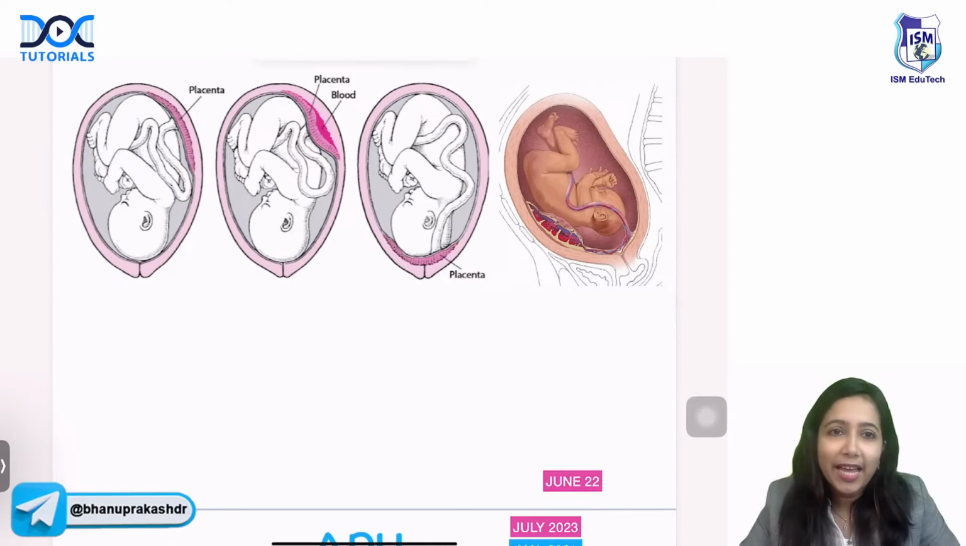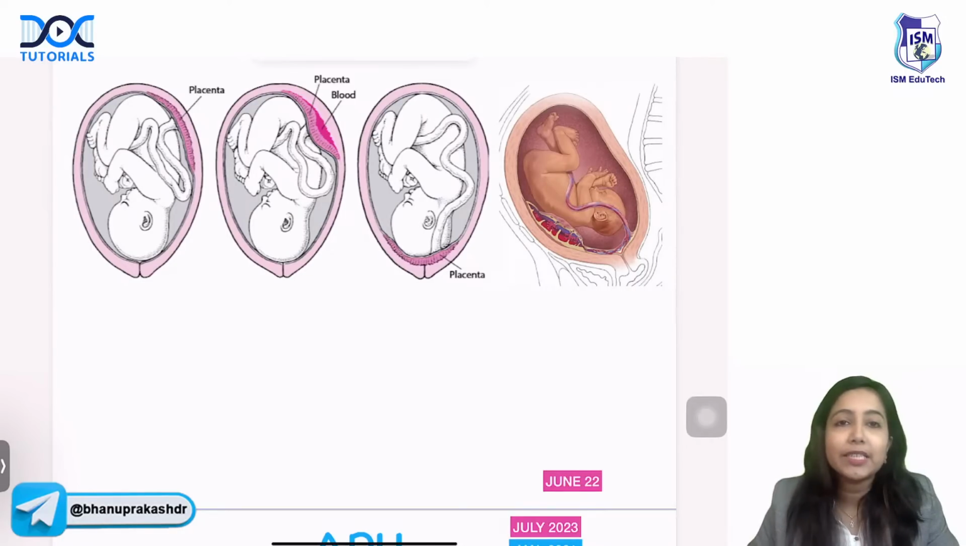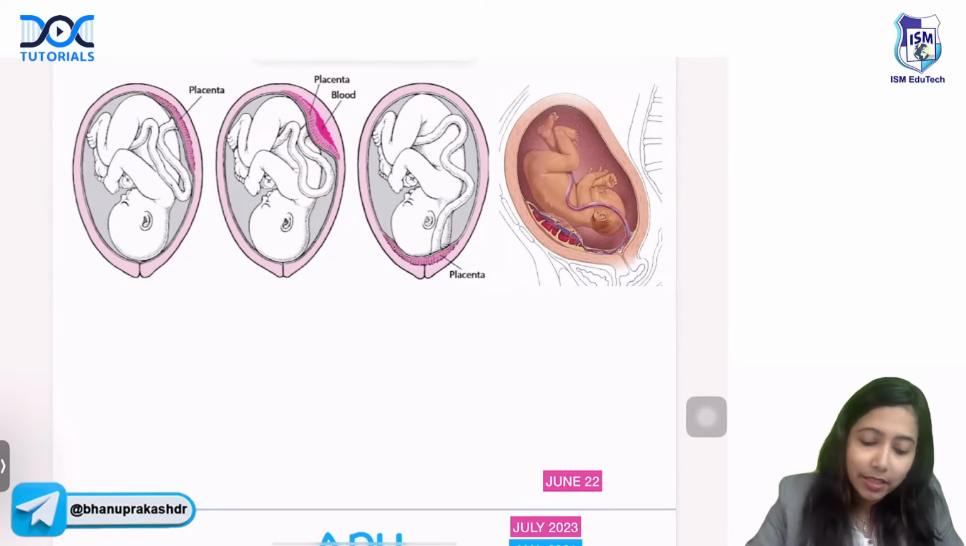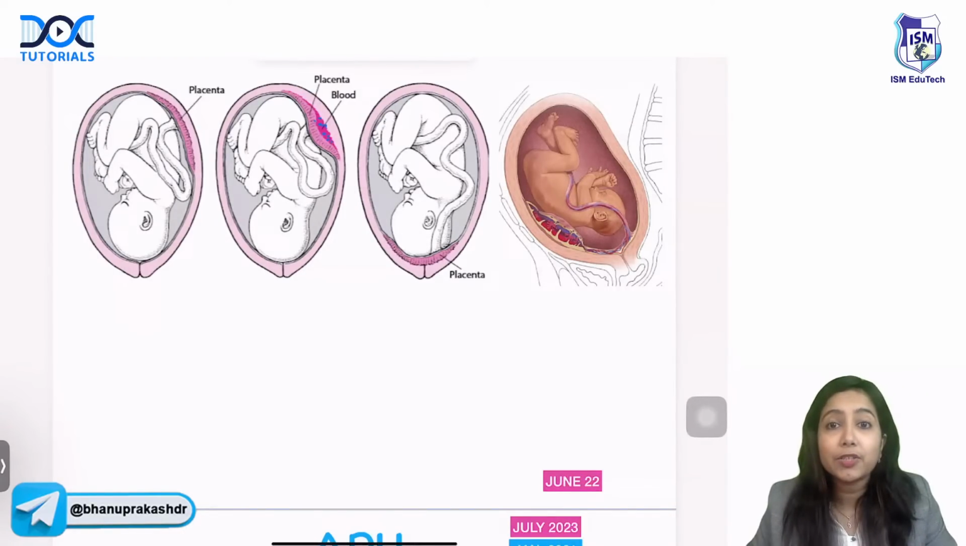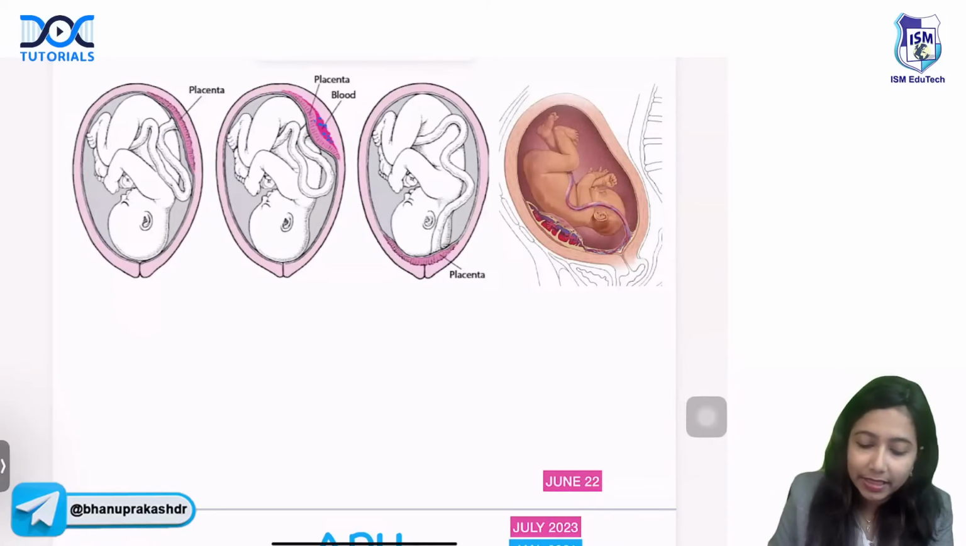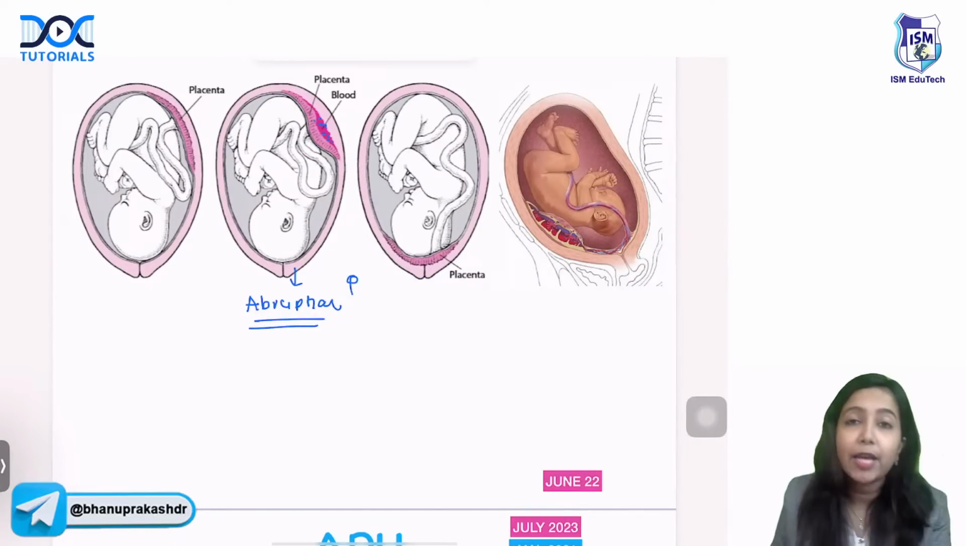So the first one, as you see, it's a normal placenta. You can see the fetus, then normally located placenta as well. In the second image, you will see that there is collection of blood behind the placenta. So premature separation of a normally located placenta. This is basically an example of abruption. Again, this has come previously as well. So such an image is abruption.